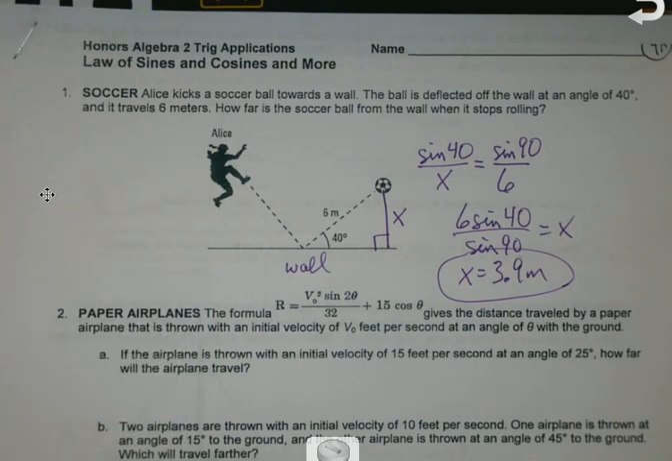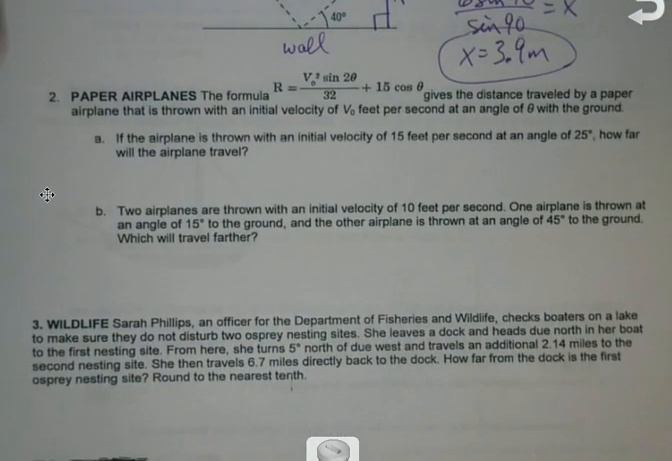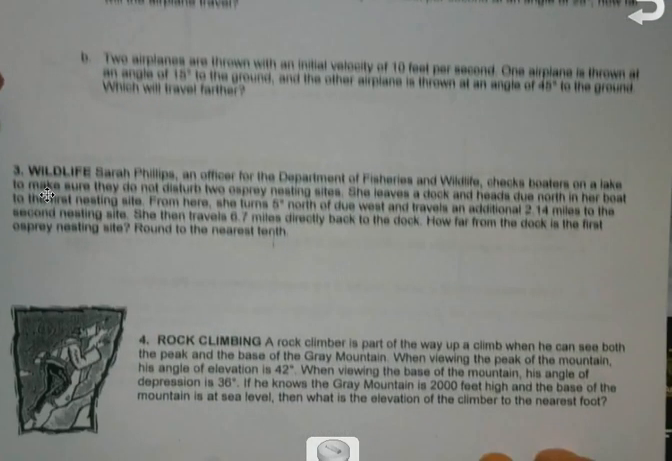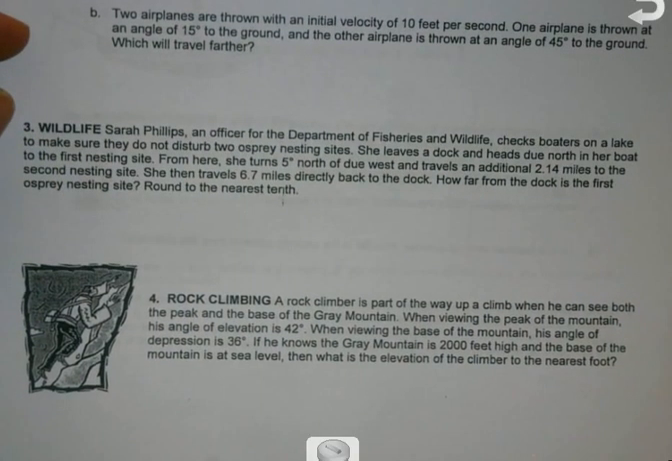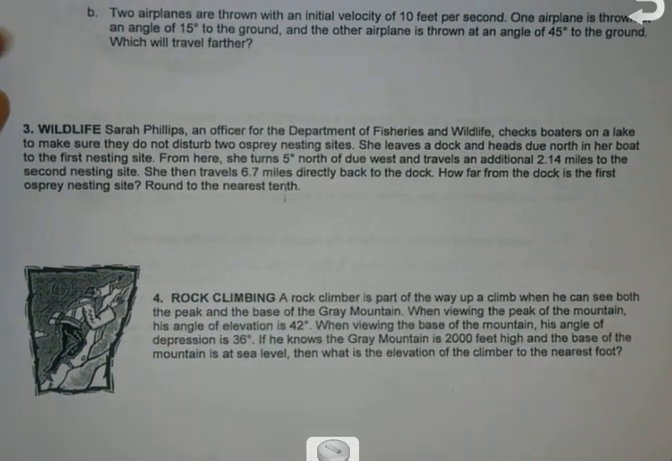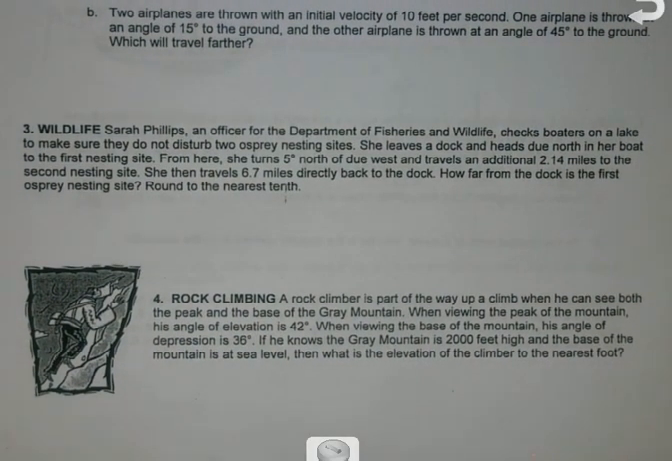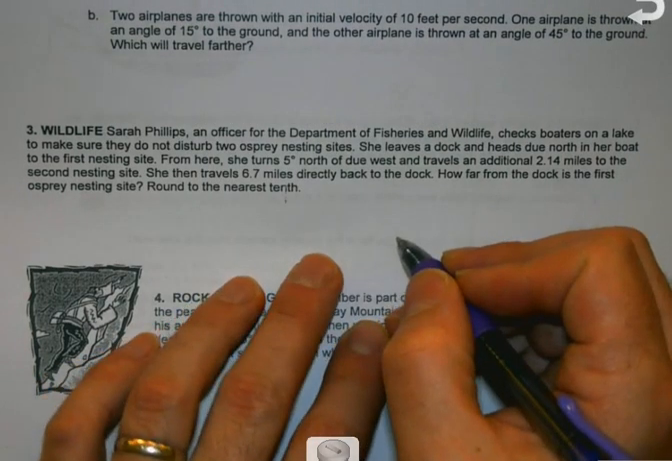If we skip down a little bit further to 3. Okay, no picture, so we're going to have to get creative here. Sarah Phillips, an officer for the Department of Fisheries and Wildlife, checks boaters on a lake to make sure they do not disturb 2 osprey nesting sites. She leaves a dock and heads due north in her boat. Okay, I'm going to start drawing a picture here.